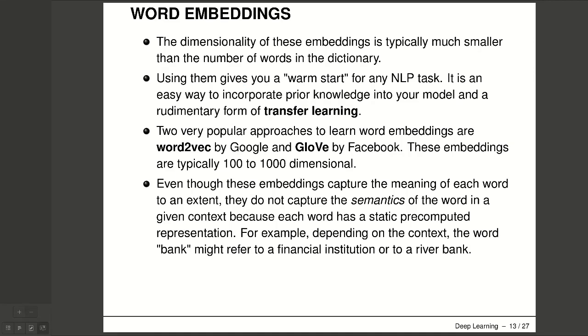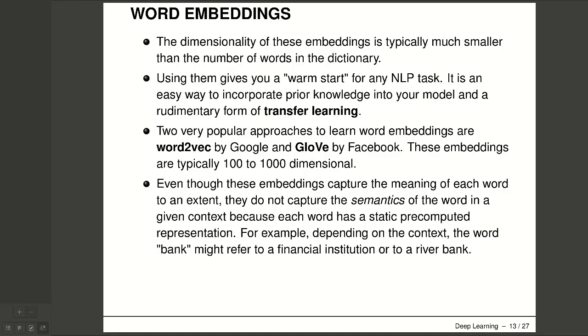The dimensionality of this embedding is usually much smaller than the number of words we have in the dictionary. And using this can give us a good overview and a good starting point for different NLP tasks. It is also an easy way to incorporate prior knowledge into the model, and it can be a primary step for transfer learning tasks as well.